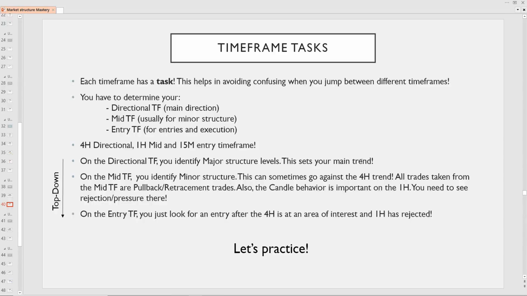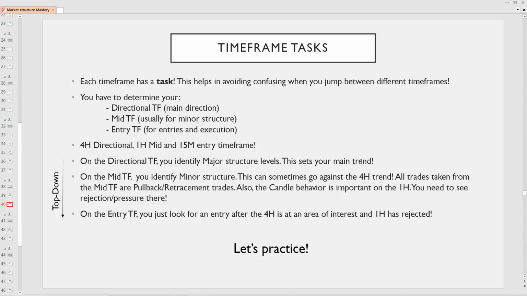Then on our middle time frame, this is where it gets a little bit tricky, okay? Because there you identify minor structure, and this minor structure is built inside the major structure, okay? So this can sometimes go against the 4 hourly trend, okay? And all trades taken from the middle time frame are either pullback or retracement trades.